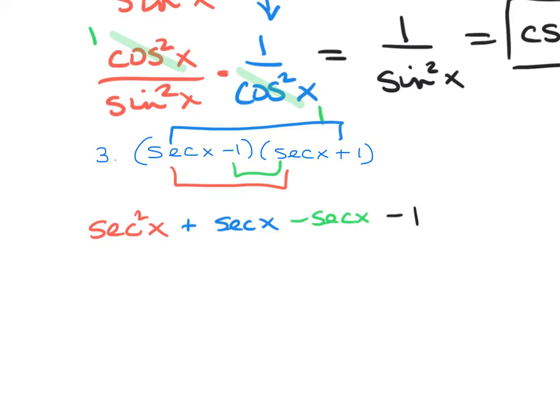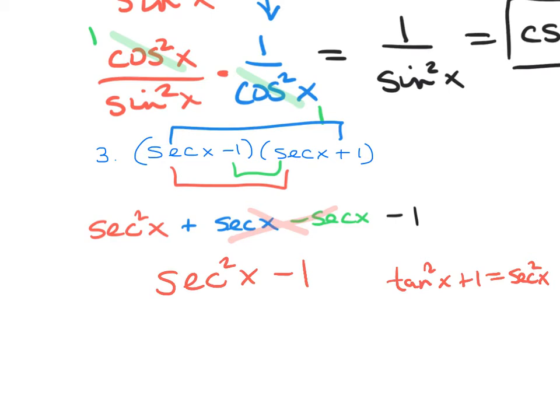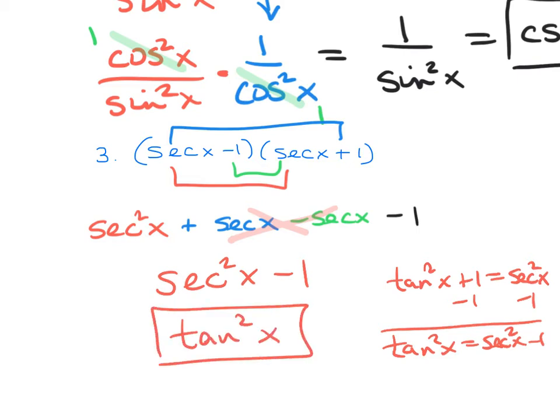Notice the middle terms are going to cancel out. So this will cancel. And now I'm left with secant squared x minus 1. So this is your Pythagorean identity. And remember that tangent squared x plus 1 equals secant squared x. I can manipulate that and move the 1 over, and you can see that tangent squared x is equal to what we have in our problem. So final answer here is tangent squared x.